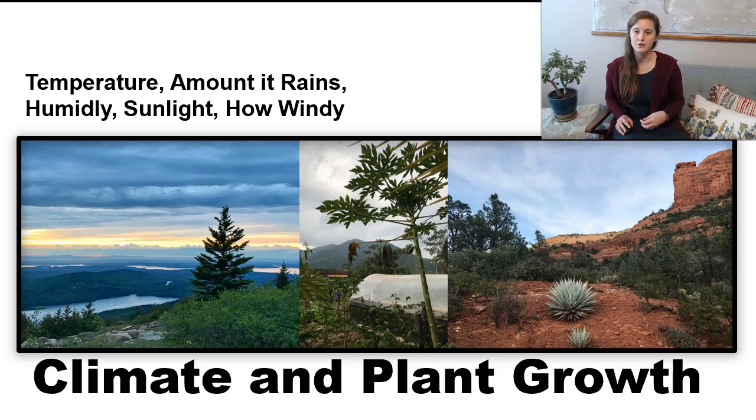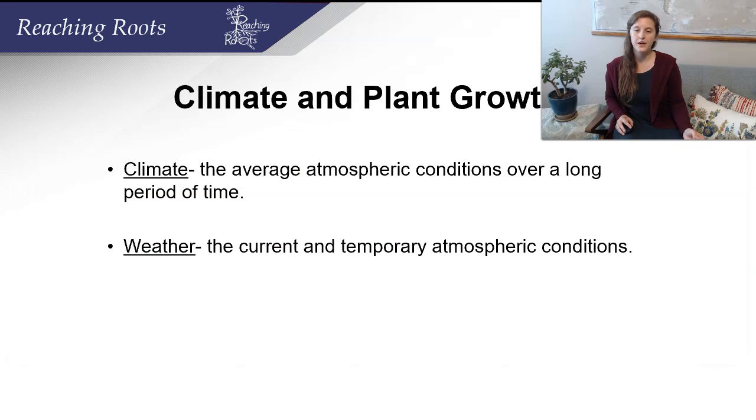So in all of these pictures, we know that these climates do get rain, but the consistency or amount of rainfall per year is different. The humidity is different, the amount of sunlight throughout the year is different, and how windy it is throughout the year is also different. So we're going to further understand the definition of climate. Climate is the average atmospheric condition over a longer period of time, while the weather is the current and temporary atmospheric condition.